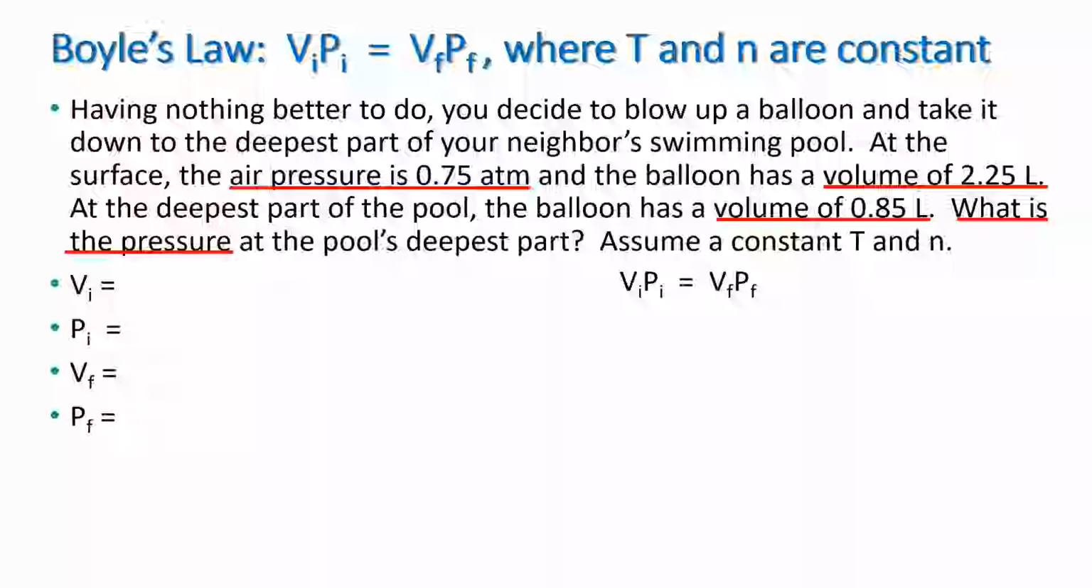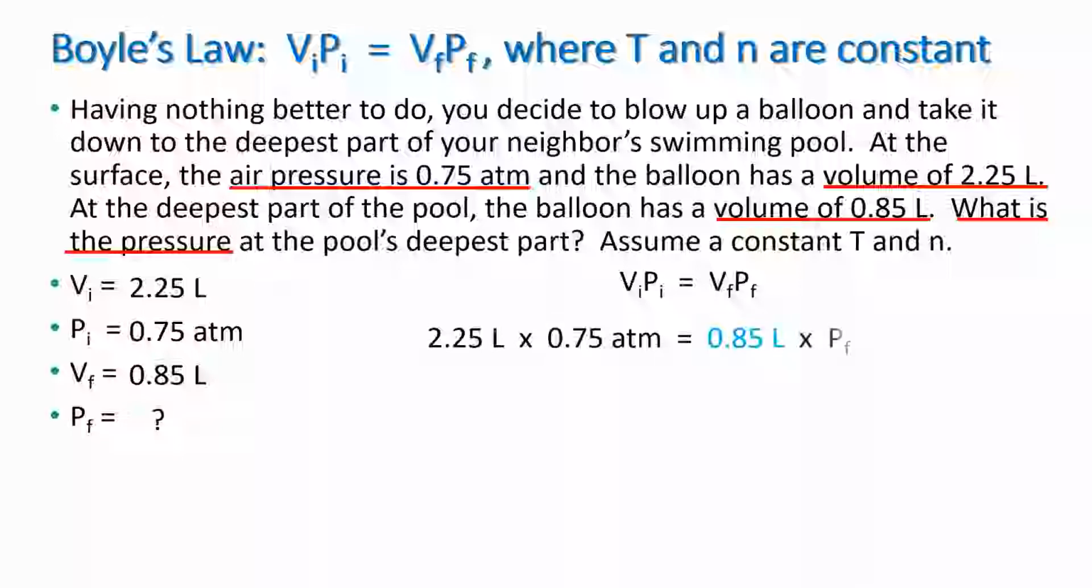So let's begin by identifying our variables. Our initial volume is going to come in at 2.25 liters. Our initial pressure is 0.75 atmospheres. The final volume is 0.85 liters, and our unknown is the final pressure. This is what we're going to be solving for. So if we take our values and plug them into our formula, our problem now reads 2.25 liters times 0.75 atmospheres is equal to 0.85 liters times our final pressure.